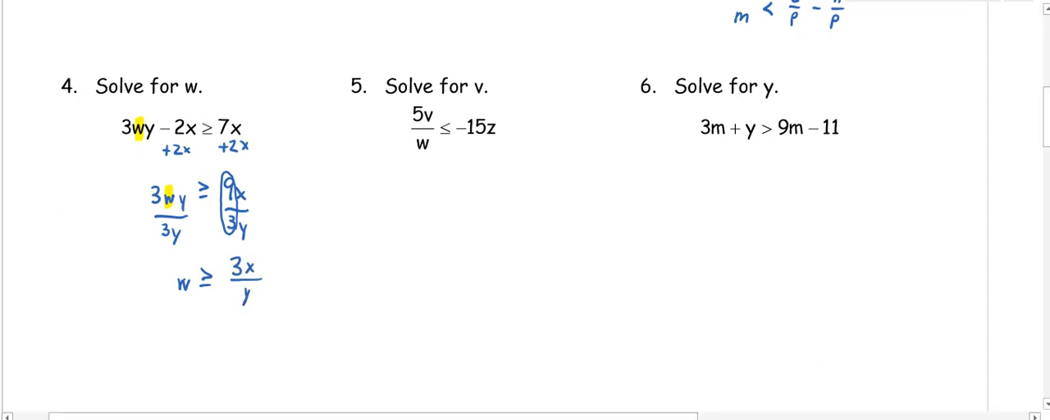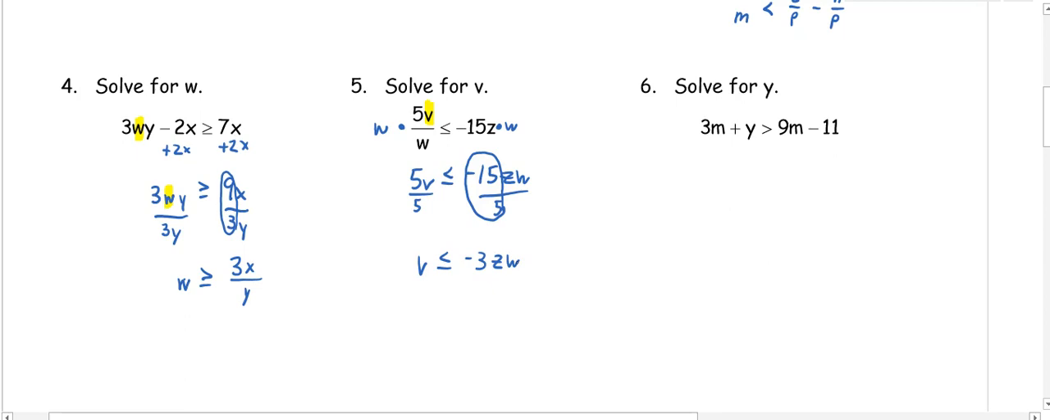Number 5, solve for v. So the first thing we're going to do is we have 5v divided by w, so we're going to move w by multiplying on both sides. So we get 5v is less than or equal to negative 15zw. To get v by itself, we're going to divide both sides by 5, which remember means we can reduce these numbers. So negative 15 divided by 5 gets us negative 3zw.